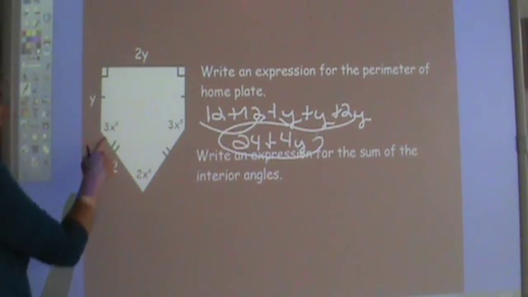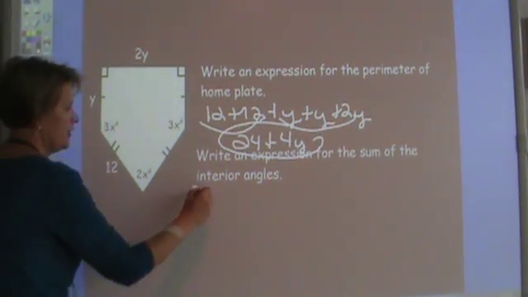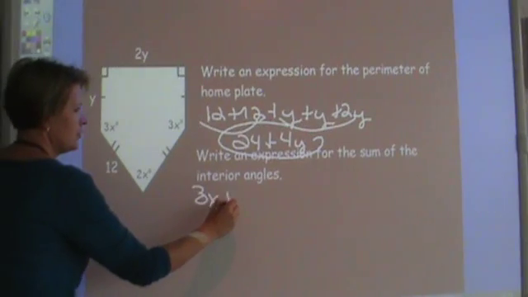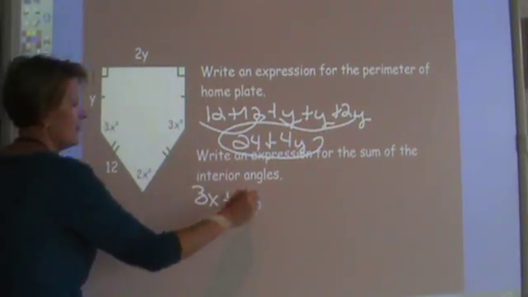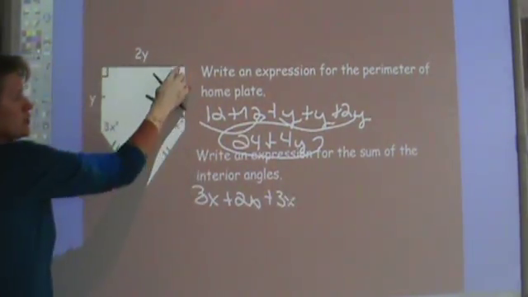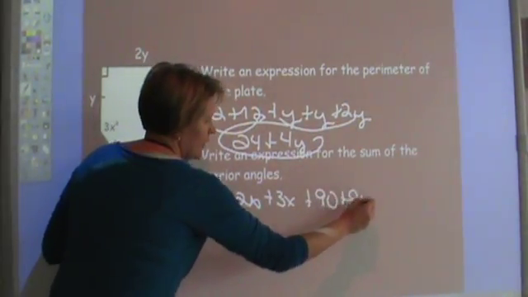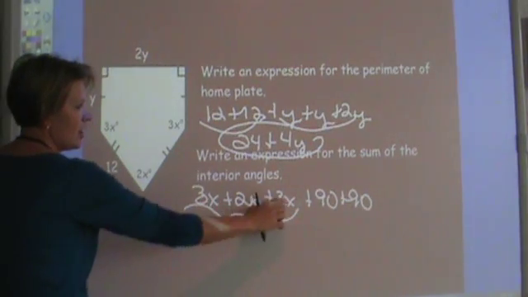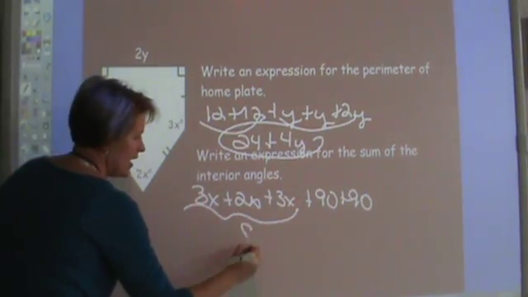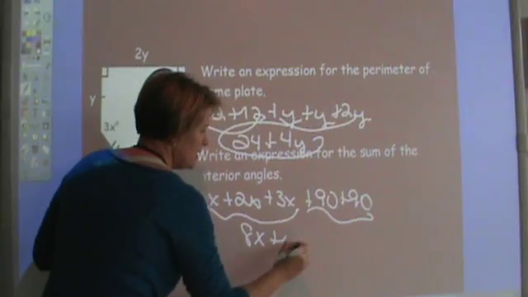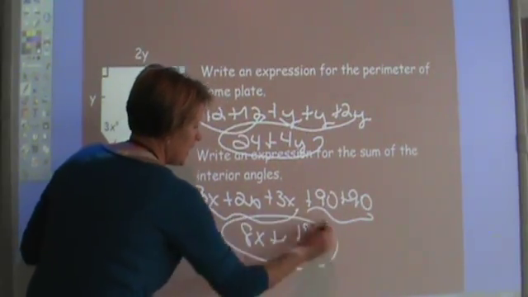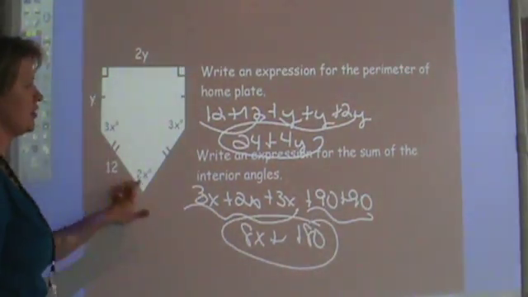Some of the interior angles, okay, here I've got 3x. Down here I've got 2x. Up here I've got 3x. And then of course we know that these both mean that it's 90 degrees. Okay, combine our like terms. These are all like terms, 3, 6, 7, 8x. And then combine these together is 180. So that would be our expression for the interior angle sum.